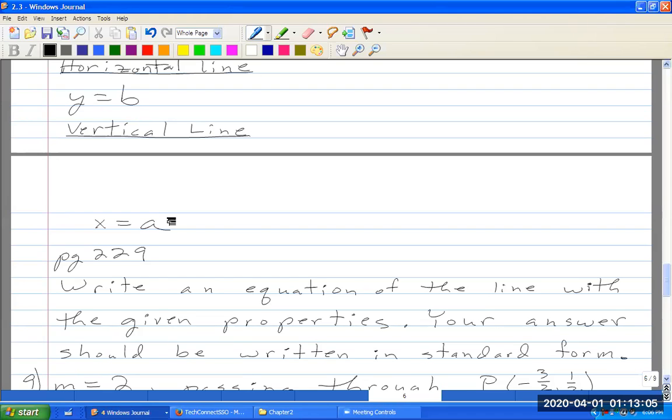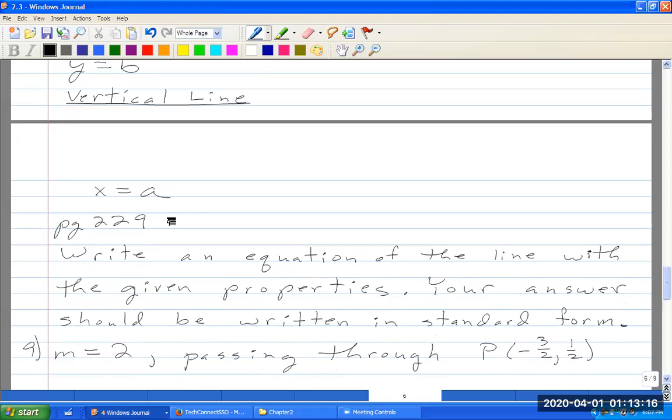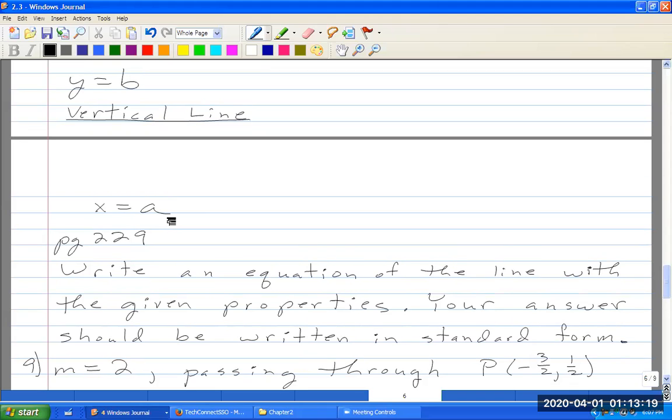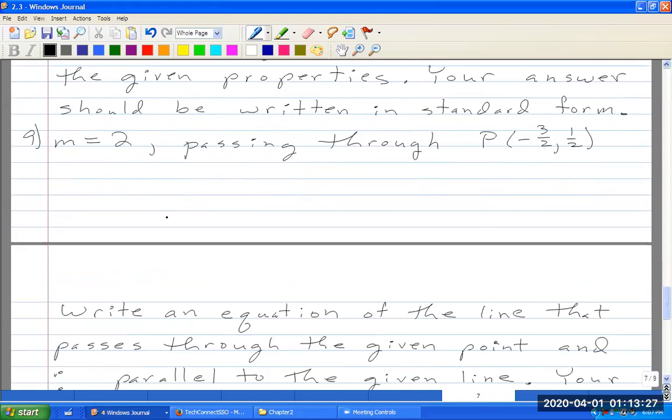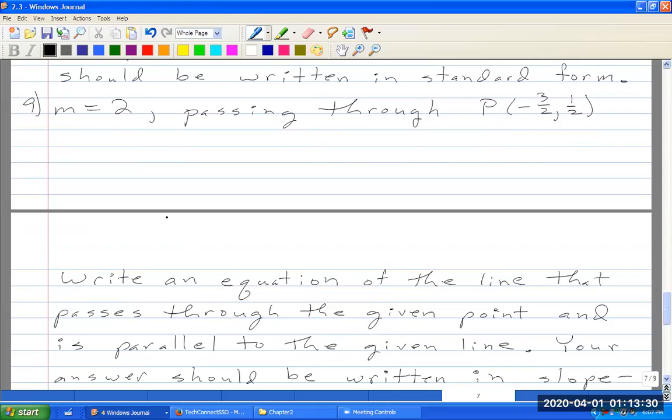So let's do some examples. On page 229, let me do problem number 9. Write an equation of the line with the given properties. Your answers should be written in standard form. Okay, so I have here m equals 2, so I know a slope, and it says it's passing through the point (-3/2, 1/2). So I know a point and a slope, so I should use the point-slope form for the equation of a line.